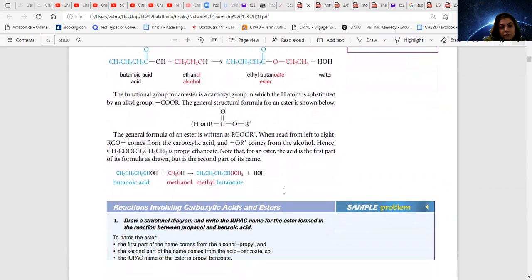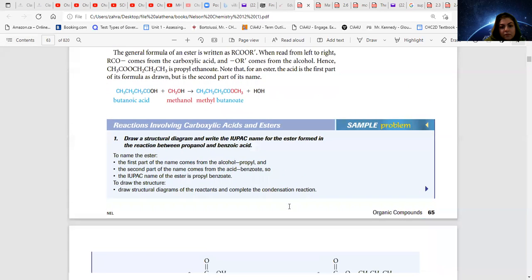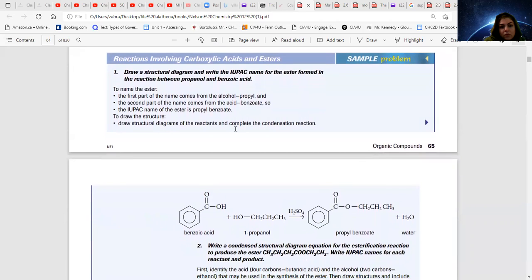Here is another one, where your main chain is going to be the one that is the carbon having the double bond oxygen here. The 1, 2, 3, 4 is going to be butanoate, and here like a branch. This is methyl.